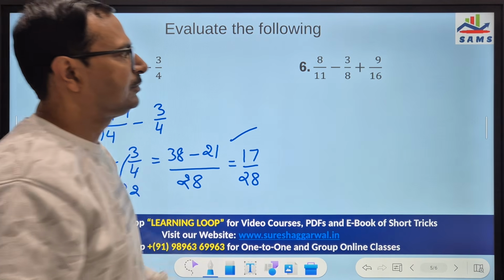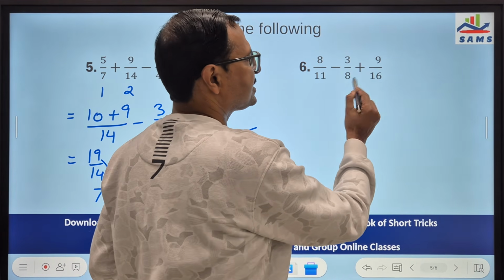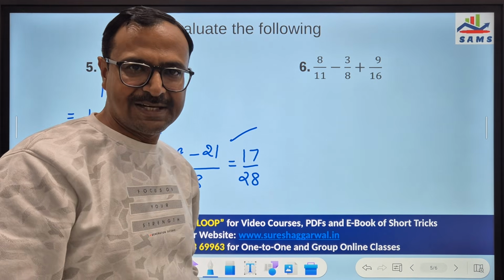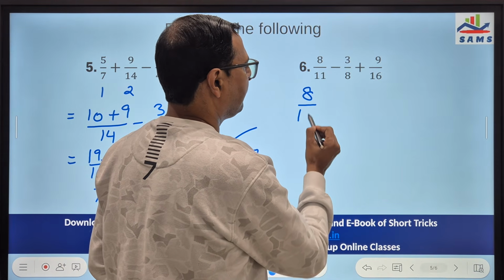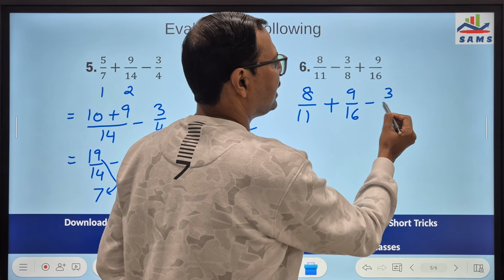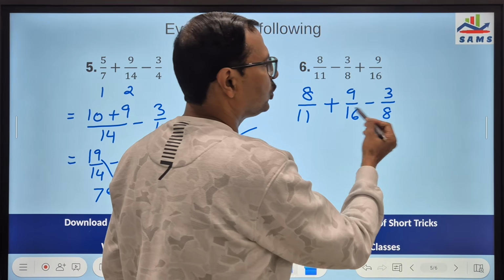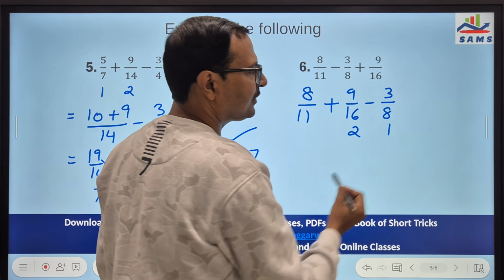One more question here. Now I will do 8 and 16 because 11 is a prime number, so it will not divide 8 and 16. So I will do 8 upon 11 plus 9 upon 16 minus 3 upon 8. See, I just shuffled the terms because I need to do this first. So 8 is the common factor. 8 2s are 16, 8 1s are 8.